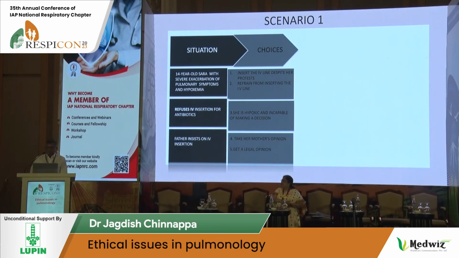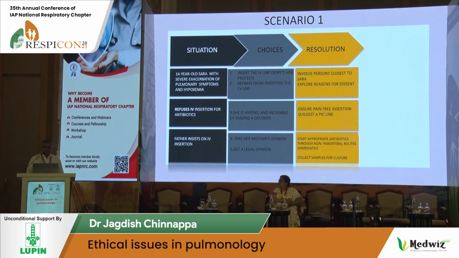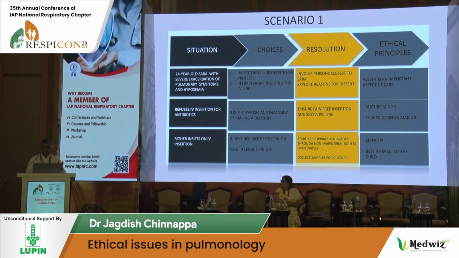Excellent, excellent, excellent. So, I think the important thing here is to involve persons closest to Sarah, explore the reasons for her dissent, why she doesn't want it, ensure a pain-free insertion, talk to her saying that it is not going to pain her, suggest a PICC line for future, start appropriate antibiotics, do non-parenteral routes immediately, and collect samples for culture. So this would be an important thing, and as Madam mentioned, assent in a 14-year-old is as important as consent, and you need to give importance to this girl's decision-making capabilities. She's a mature minor, and shared decision-making is always important when you're dealing with a patient. Absolute empathy should be there, and always the best interest of the child should be taken care of.